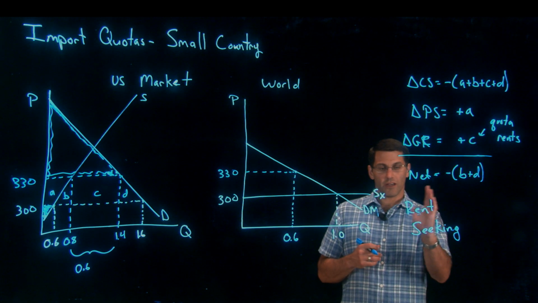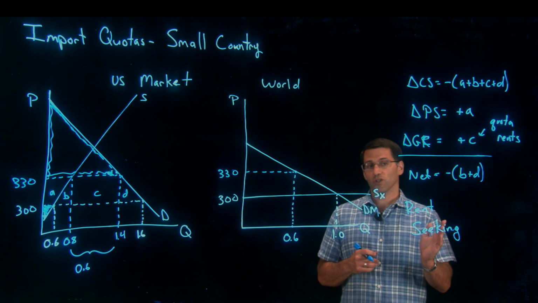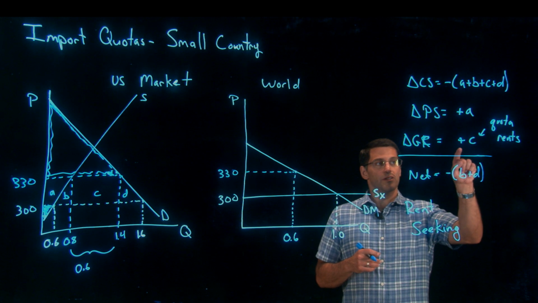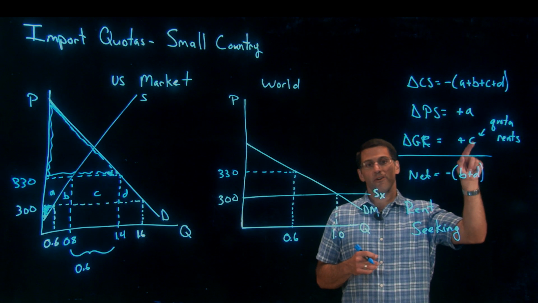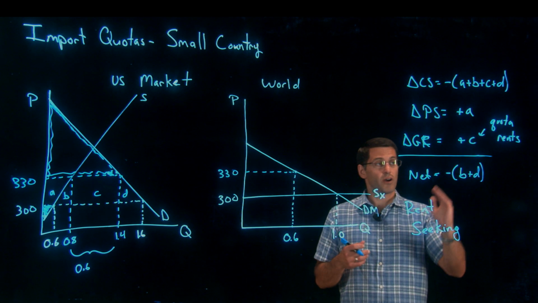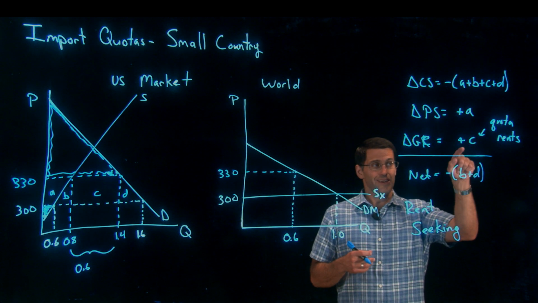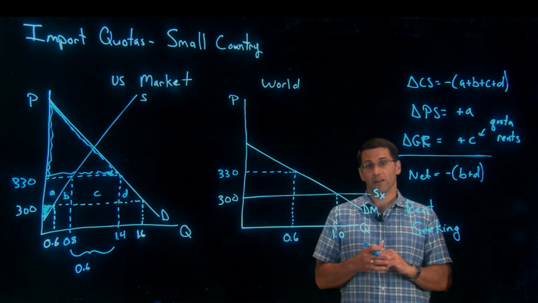Any kind of these investments that they're making are not the most efficient, so what happens is they end up eroding away part of C. In a worst case scenario, all of C gets dissipated, and then C actually goes into the net loss.